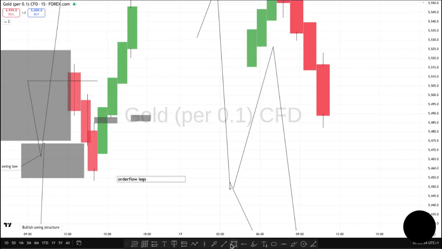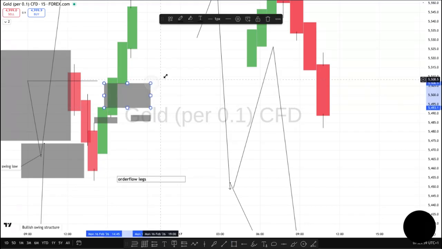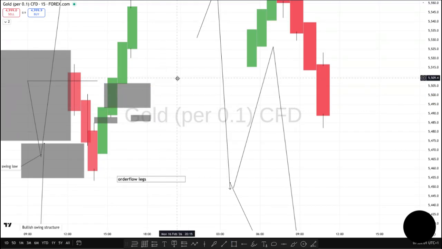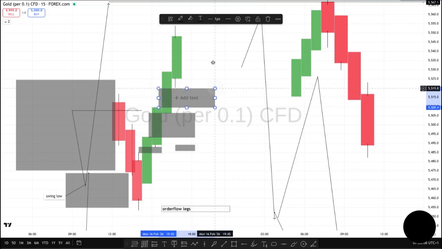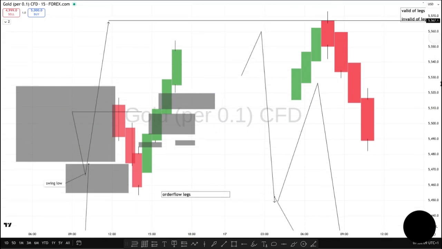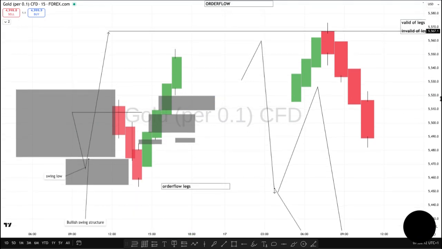And then we also have a second fair value gap right here, and we also have a third fair value gap right here. You have markets where in the impulse move you have up to 4 or 5 fair value gaps created. So which is the valid fair value gap that you will use? I'll have a separate video where I talk about points of interest in order flow legs and how to use them, because there are different types of fair value gaps.